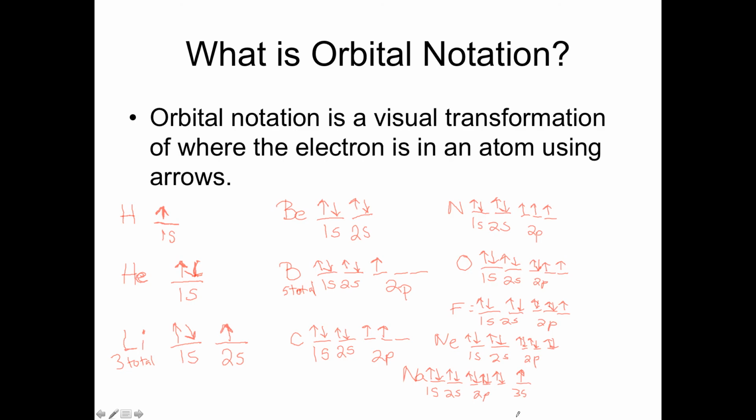Okay? So that is orbital notation, representing where an electron is using arrows. Give that paper a try with orbital notation, and I'll be back for one more video showing you guys how to do electron configuration.